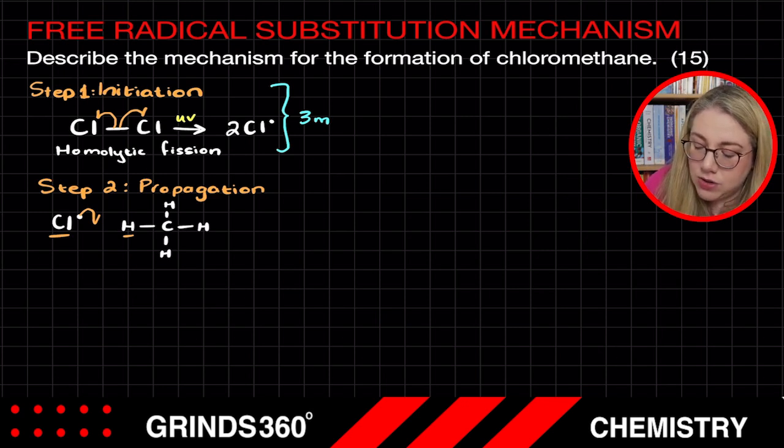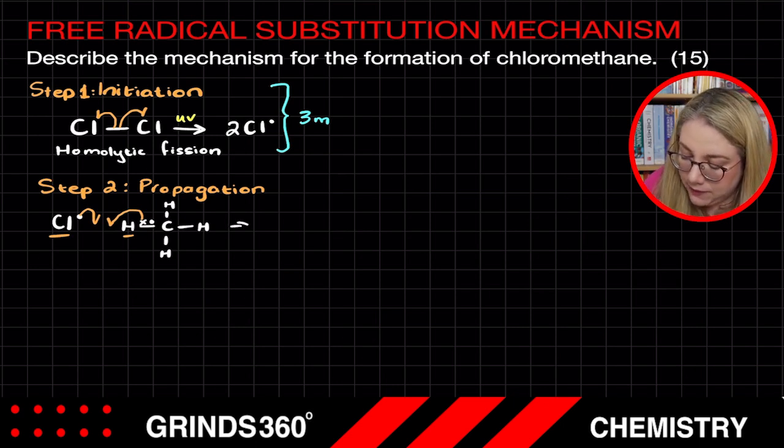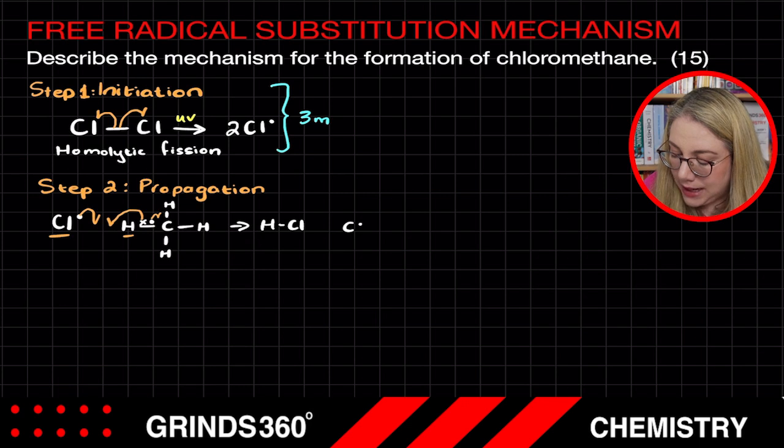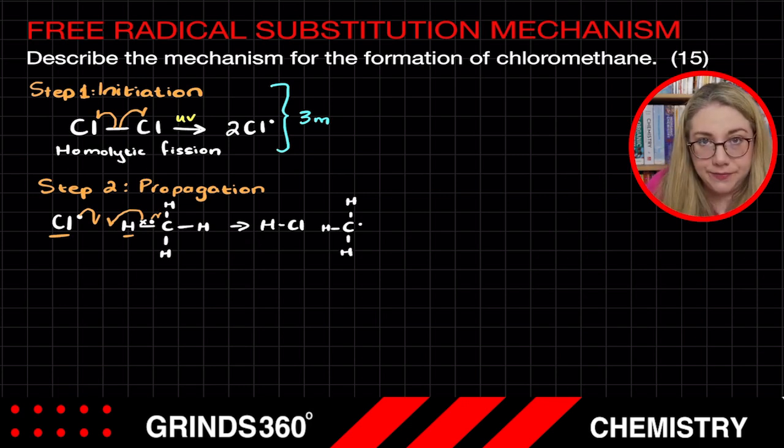Now we look at the carbon-hydrogen bond in the methane. Now that bond has 1 electron from the hydrogen and 1 electron from that carbon. We're going to break this bond between the carbon and hydrogen. The hydrogen moves its electron to form a bond between the hydrogen and the chlorine. That forms hydrogen chloride. But now that second electron from the bond between the hydrogen and the carbon stays with the carbon. Now the carbon atom has an unpaired electron. So you have formed a methyl free radical.